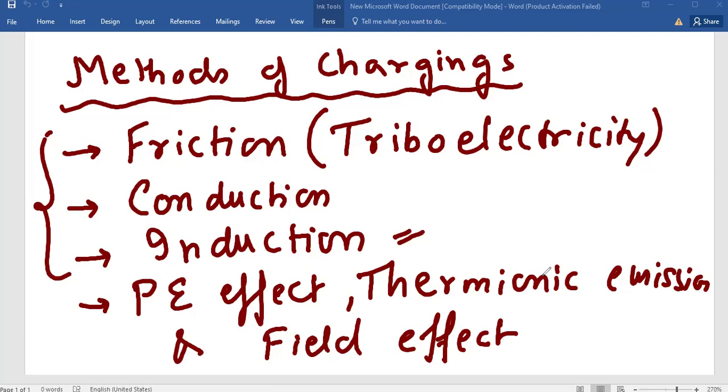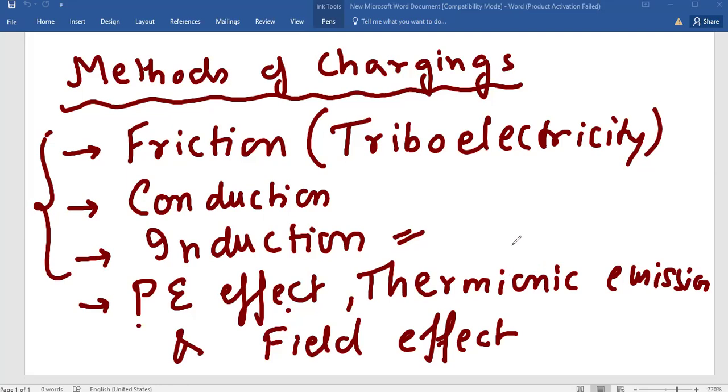The last three, although these are methods, are not that popular, and they are usually not in our syllabus. Photoelectric effect means we hit any metal surface by some light, like a beam of photons, and some electron may come out of it. If electron comes out of it, that means it will become positively charged.